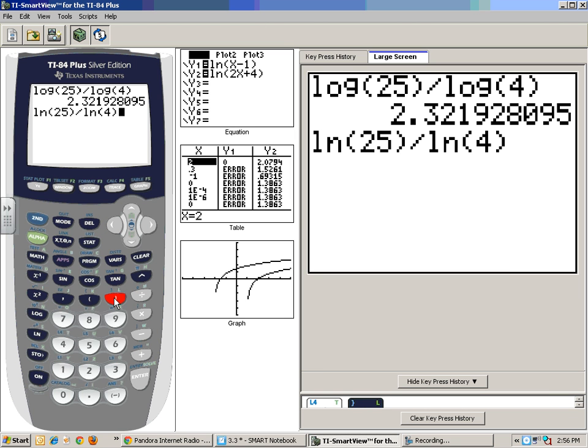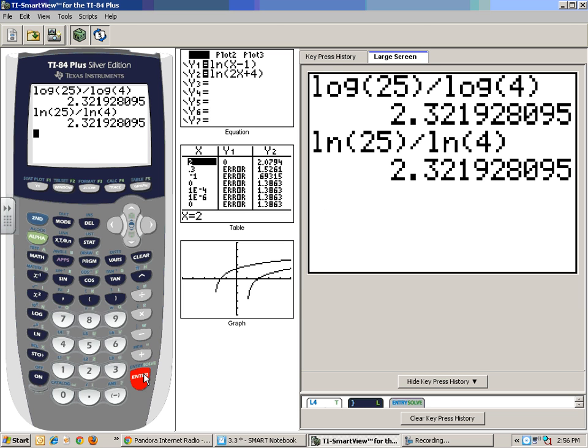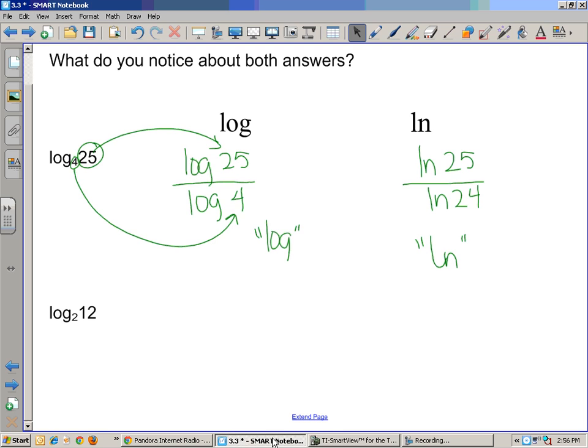There we go. Sorry. So they look the same, only one is log base 10 and the other one is log base e, or natural log. And so now I want to do this, and I want to hit enter. And what do you see? What do you notice about those two answers? Tell me what you notice.